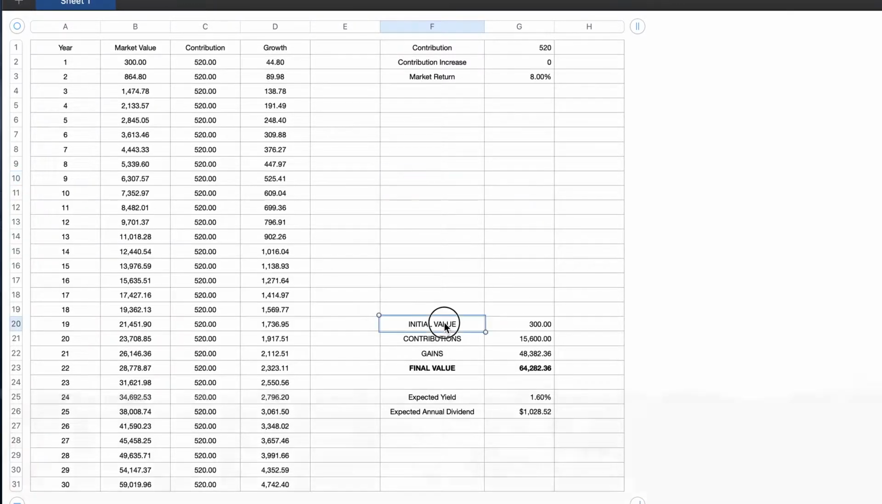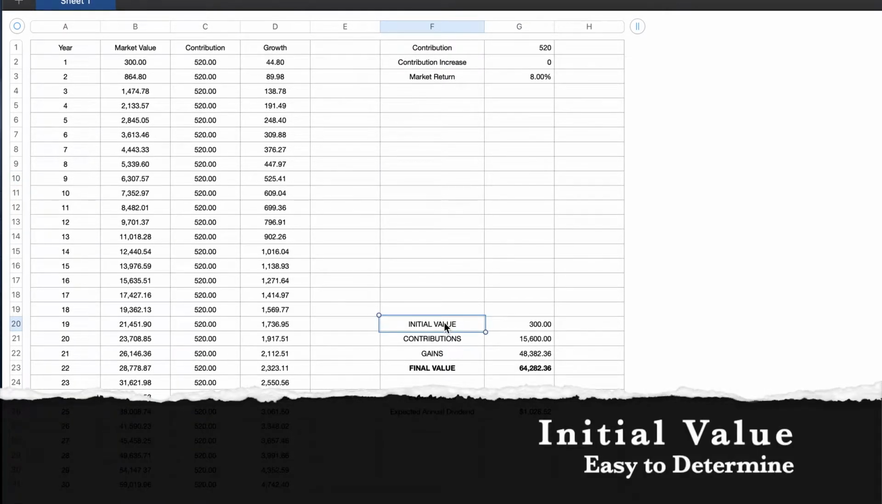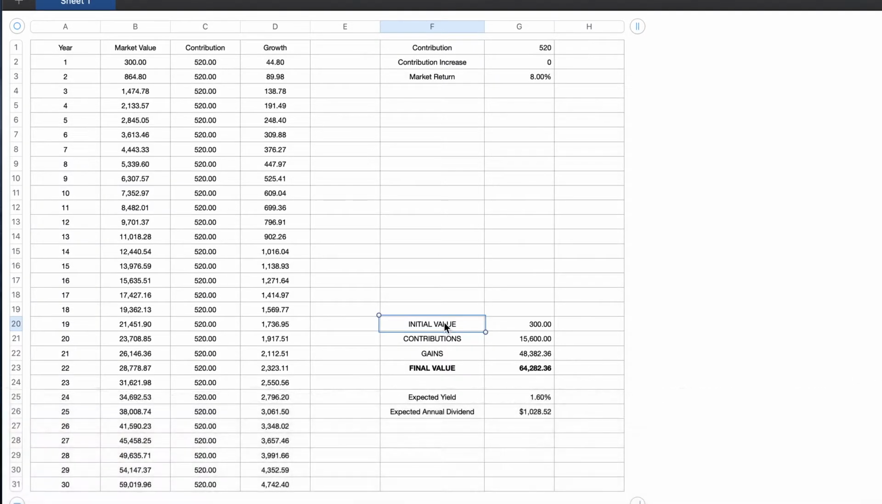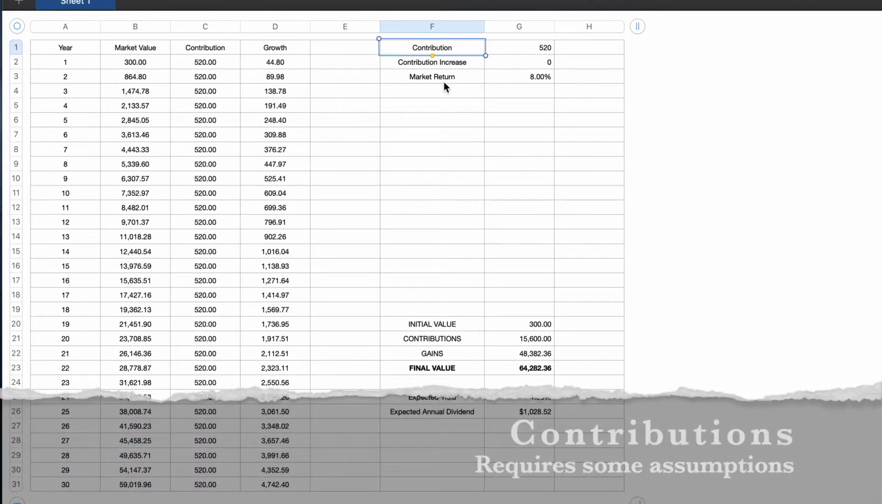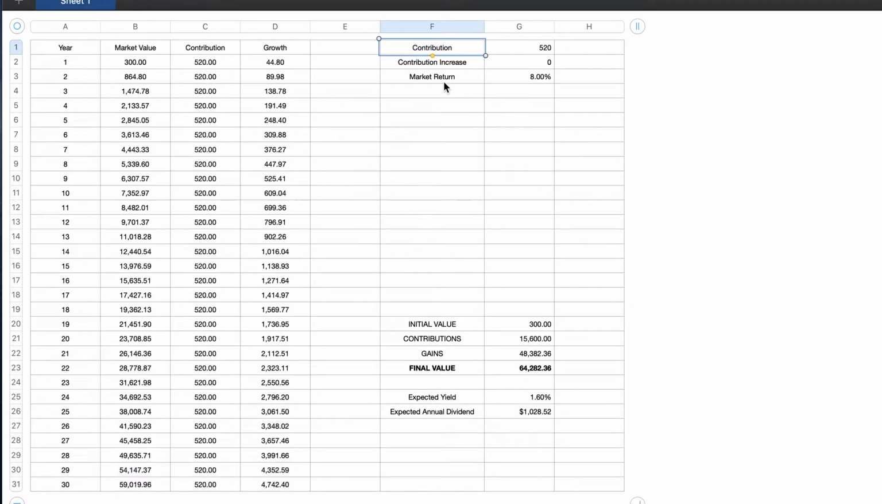The first variable is the initial value. This is a simple variable to obtain. It's either the current value of your portfolio, or it could be zero if you're planning to start your portfolio in the future. The second variable is the contributions. For this variable, you have to start making some assumptions. Short-term contributions may be easy to estimate, but once you go out far in the future, it gets more difficult. Another thing to consider here are increases to future contributions.